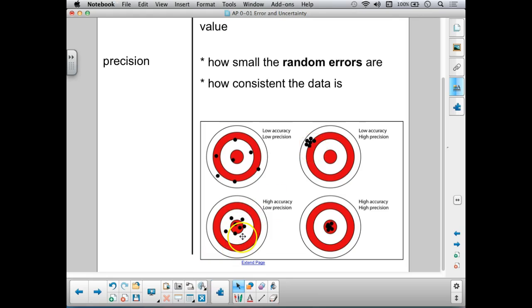This case over here in the bottom left is high accuracy and low precision. It's accurate because it's centered around the right thing. We have the right idea here. We're just not precise. We're not able to hit that target consistently. So there's a lot of random error, a lot of random variation in the data that we have.